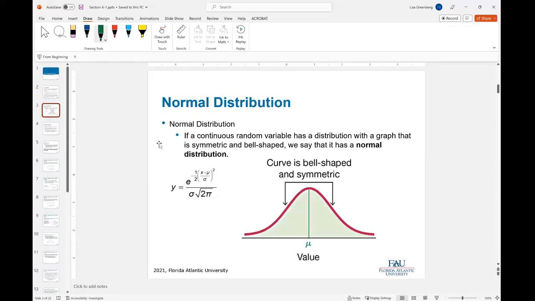Oh, here's a better picture. You don't really have to worry about this. You won't be using it. But that's the equation for this curve. So for the normal distribution, these are important points: if a continuous random variable has a distribution with a graph that is symmetric and bell-shaped, just like it is here, we say that it has a normal distribution.